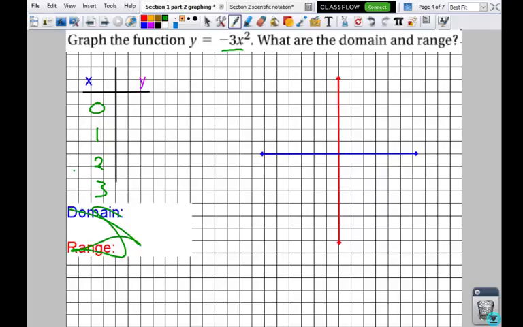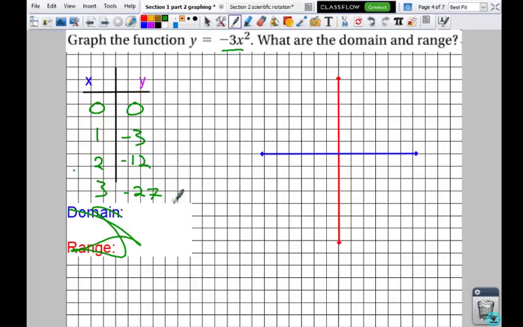So I deleted that, and now I've got my table filled out. All I had to do was change this top right one. So for my table, when I plug in 0 for x, I get 0, then 1, negative 3, then 2, negative 12, and 3, negative 27. So I'm going to go back here, fill up my table. 0, 0, negative 3, negative 12, negative 27. All right.